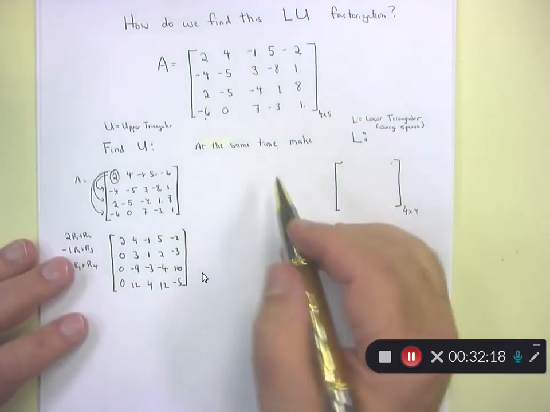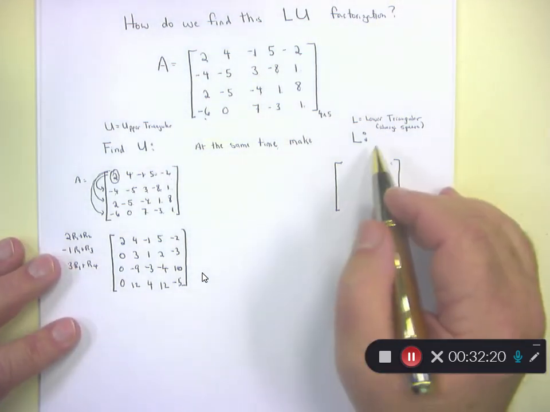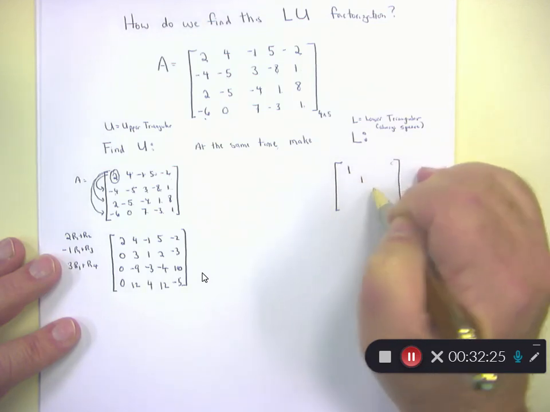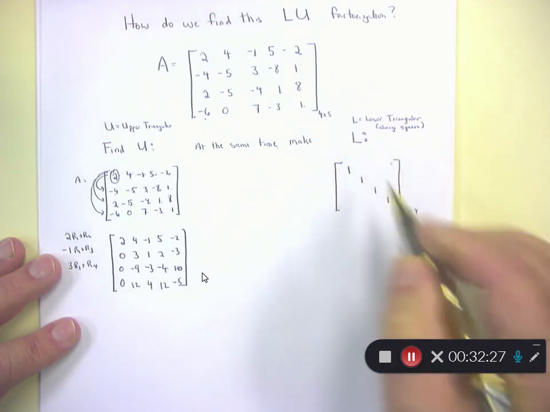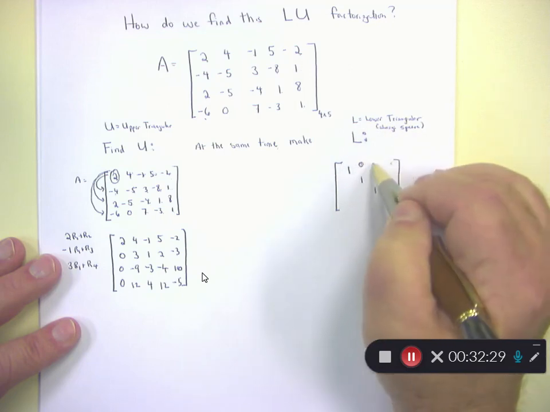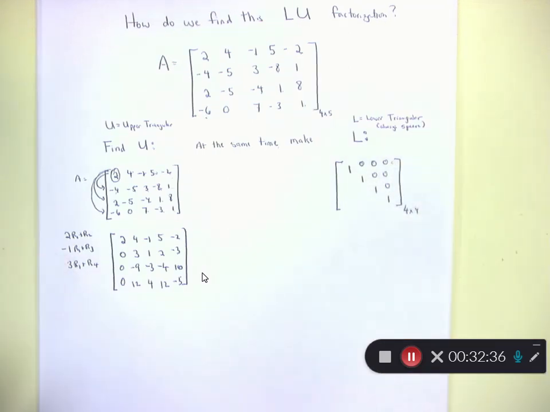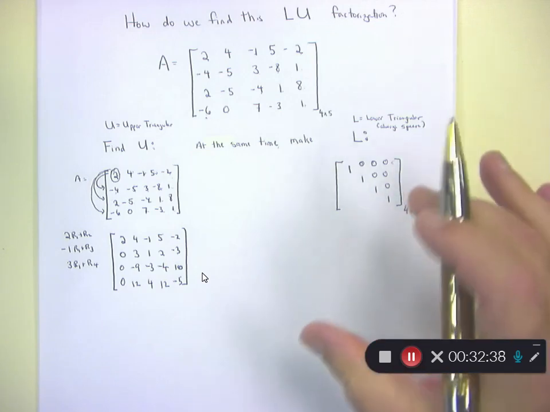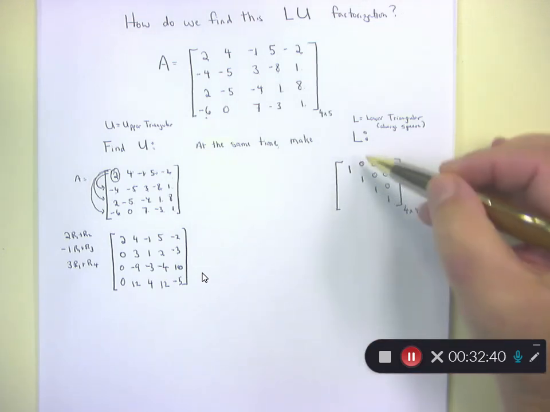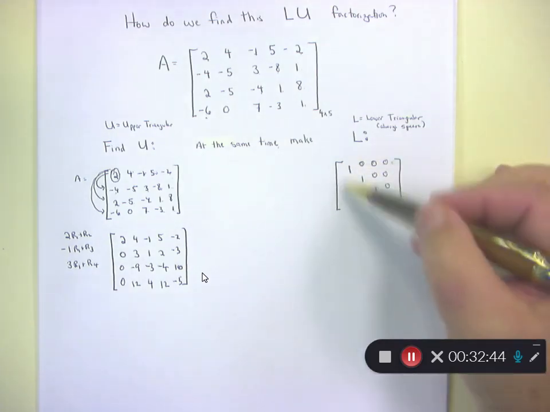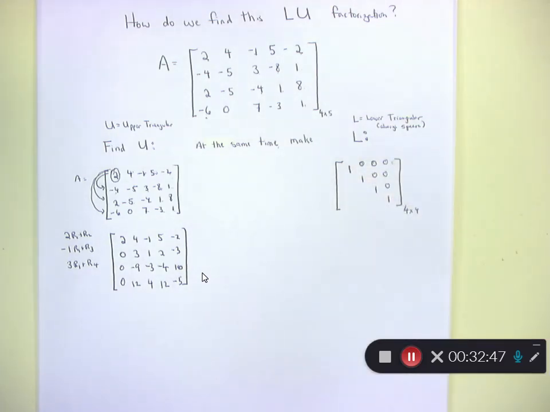Now, here's what you do. You remember L had a special look. L always has 1s on the diagonal, you with me? And it's lower triangular, which means above this, you're going to get a bunch of zeros. Does that make sense? This is the goal. This is what L is going to look like. It's going to have 1s on the diagonal, and above that diagonal, it's always going to have a 0. This is called lower triangular. So the lower part's going to have your numbers. And L is the only one that has 1s on the diagonal.